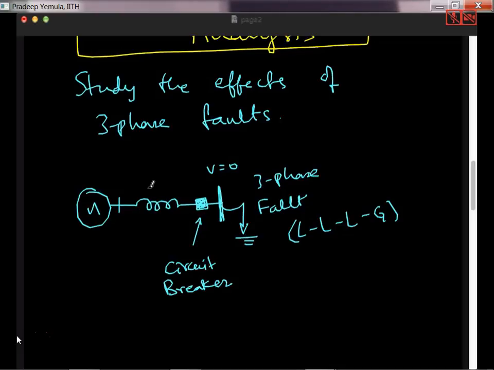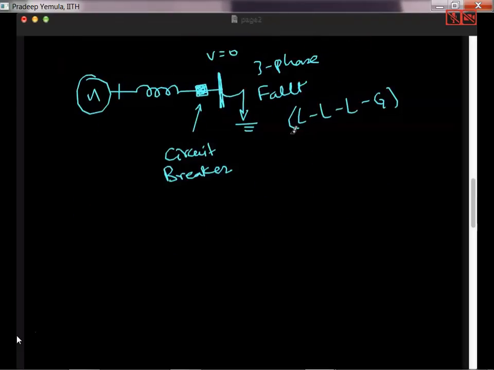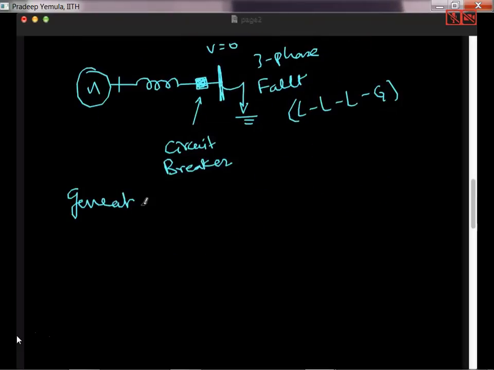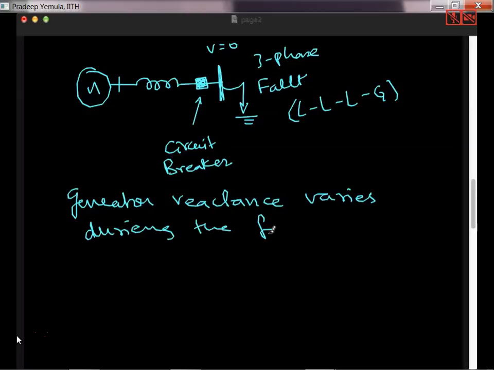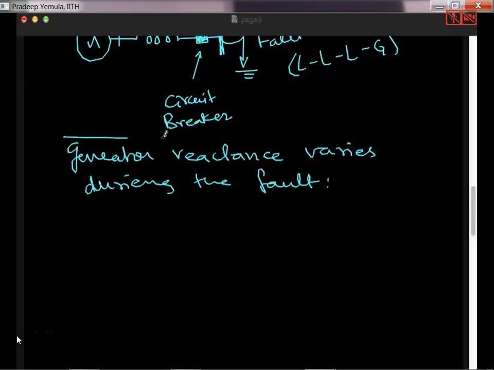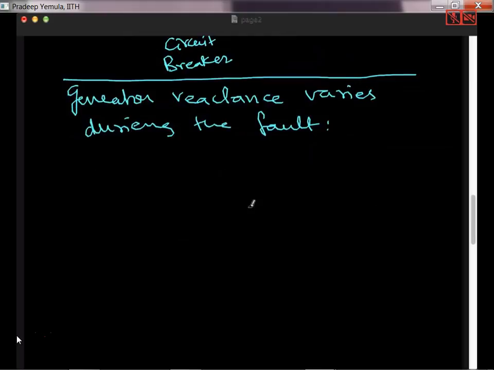So here, the generator reactance varies during the fault. For why it varies and what is the background theory, for that you need to learn machine design and all the topics. You have to go into stability studies and all.